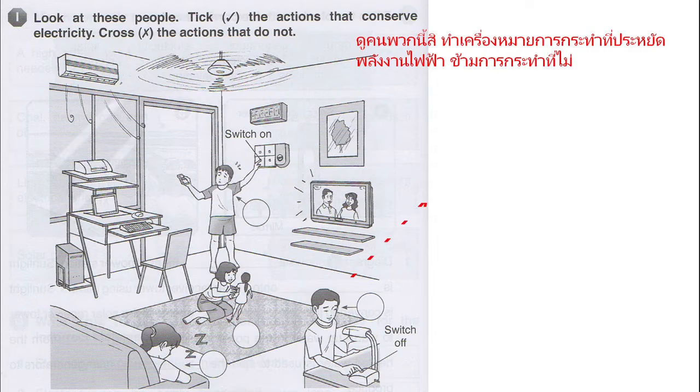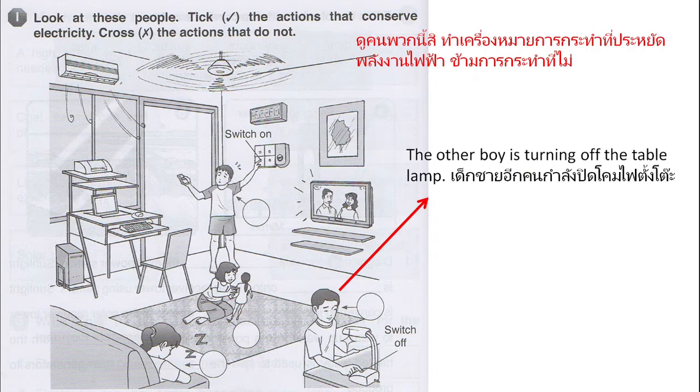Next, this guy here. The other boy is turning off the table lamp. As you can see, switch off.